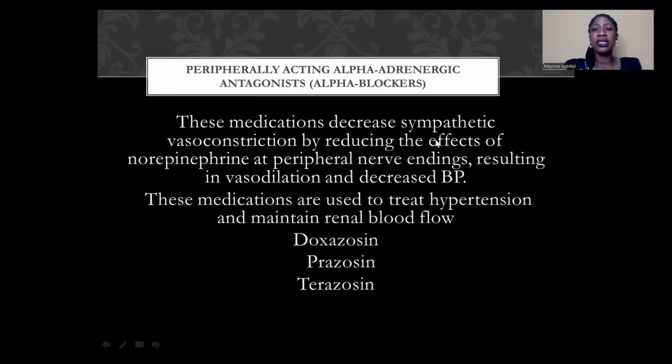So this medication decreases sympathetic vasoconstriction by reducing the effects of norepinephrine at the peripheral nerve endings, resulting in vasodilation and decreased BP. If you are not grounded in the knowledge of the nervous system, you might have a little bit of difficulty in understanding this. So know that it is the sympathetic nervous system that plays a role in the fight and flight response.